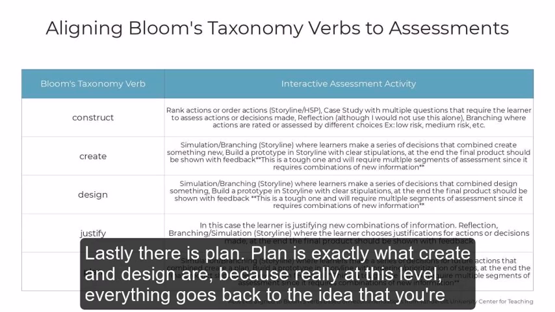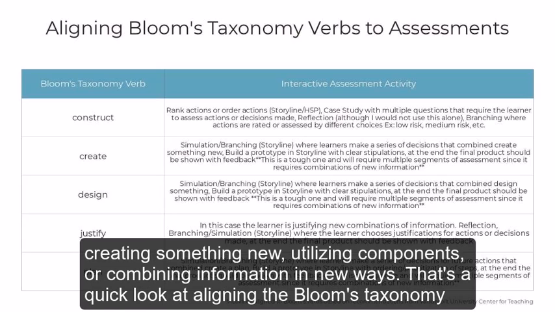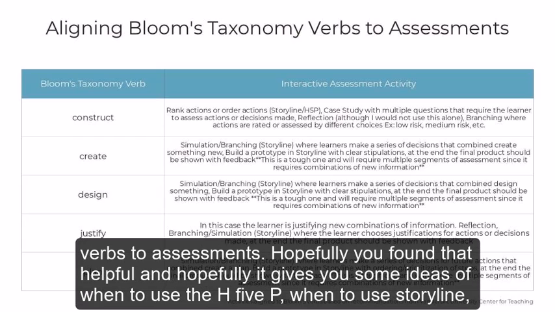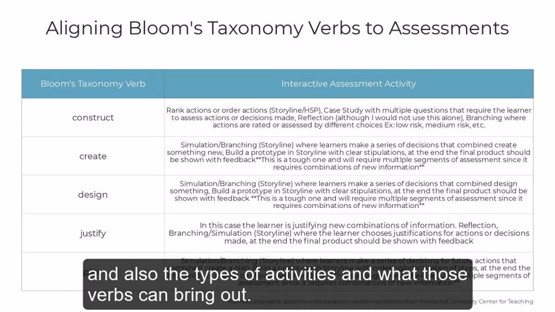Lastly, there is plan. Plan is exactly what create and design are, because really at this level, everything goes back to the idea that you're creating something new, utilizing components, or combining information in new ways. That's a quick look at aligning the Bloom's taxonomy verbs to assessments. Hopefully you found that helpful, and hopefully it gives you some ideas of when to use the H5P, when to use Storyline, and also the types of activities and what those verbs can bring out.